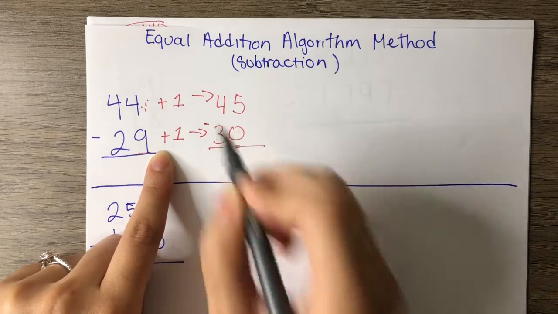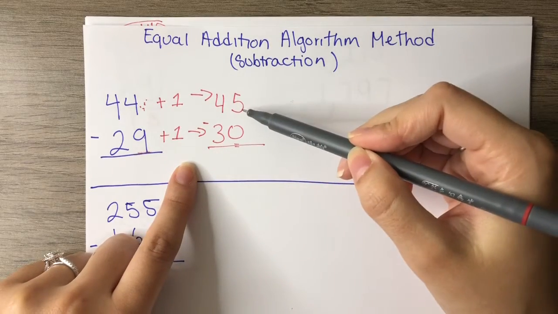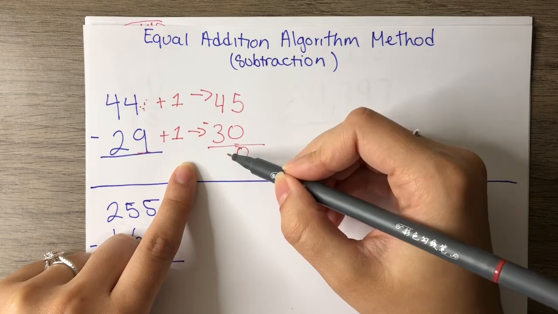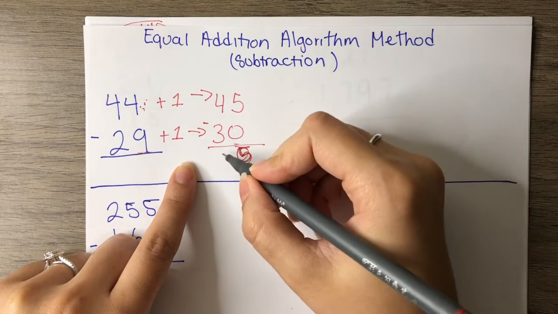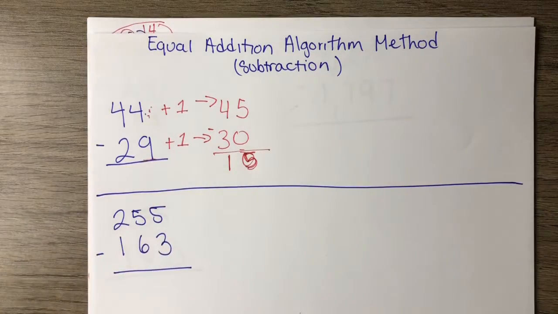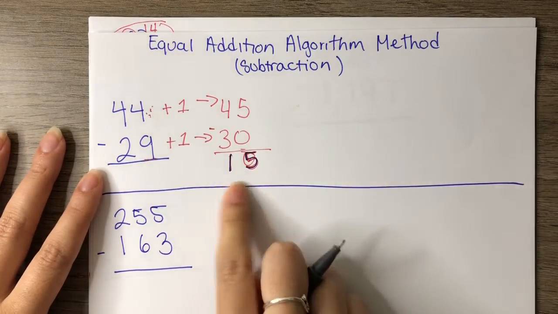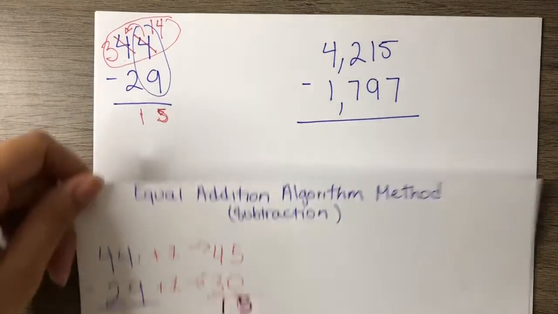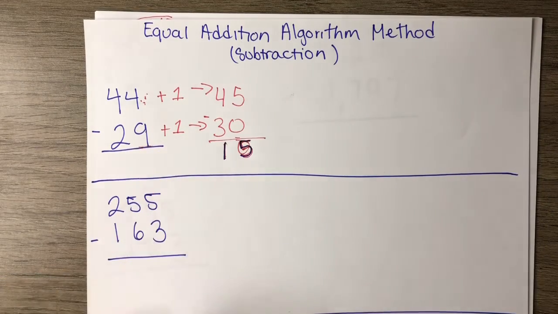Now, can we subtract this? Yes, it is way easier. Let's try it. 5 minus 0, we have 5. And then 4 minus 3, we have 1. And there you go. We get the same exact number, 15, and that's what we got with the traditional method as well. So you can see that this method does work.